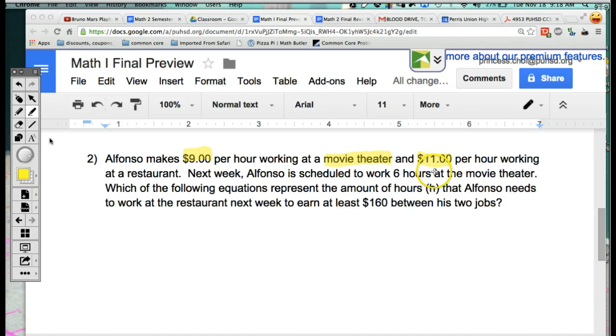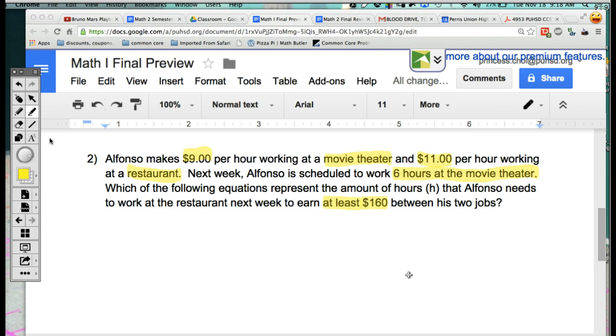Okay, and then it's going to be $11 per hour working at a restaurant. Okay? Shh. And then Alfonso didn't know about the restaurant, but it says next week Alfonso is going to work 6 hours at the movie theater. Okay, so which of the following equations represent the amount of hours that Alfonso needs to work at the restaurant next week to earn at least $160? And don't forget the word at least. $160 between his two jobs.